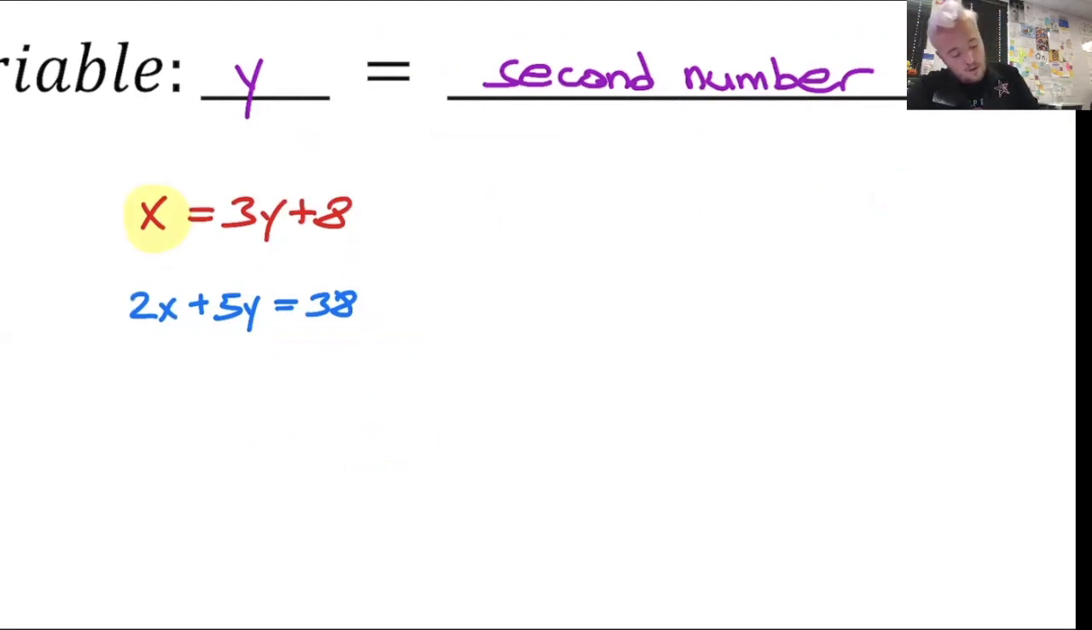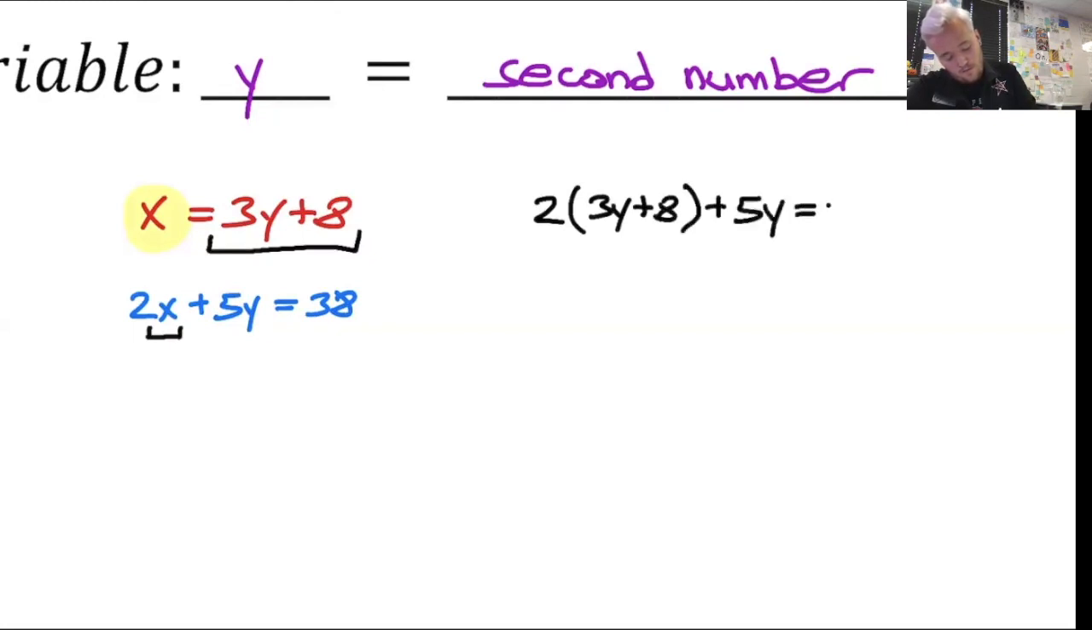So I'm going to plug in 3y plus 8, plug it in right here for x. So I'm going to do 2 parentheses, 3y plus 8, plus 5y equals 38.